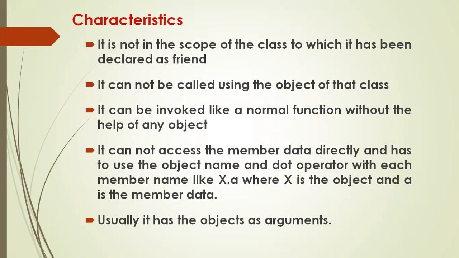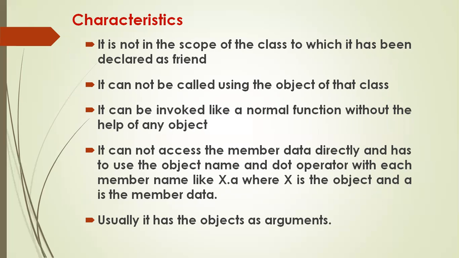So these are some of the major characteristics of a friend function. It is not in the scope of the class. Generally, only data members and member functions come under the scope of the class. The class includes only certain data called member data and certain functions called member functions. So only member data and member functions are part of the class. A friend function is not a part of the class, so it does not come within the scope of the class to which it has been declared as a friend.